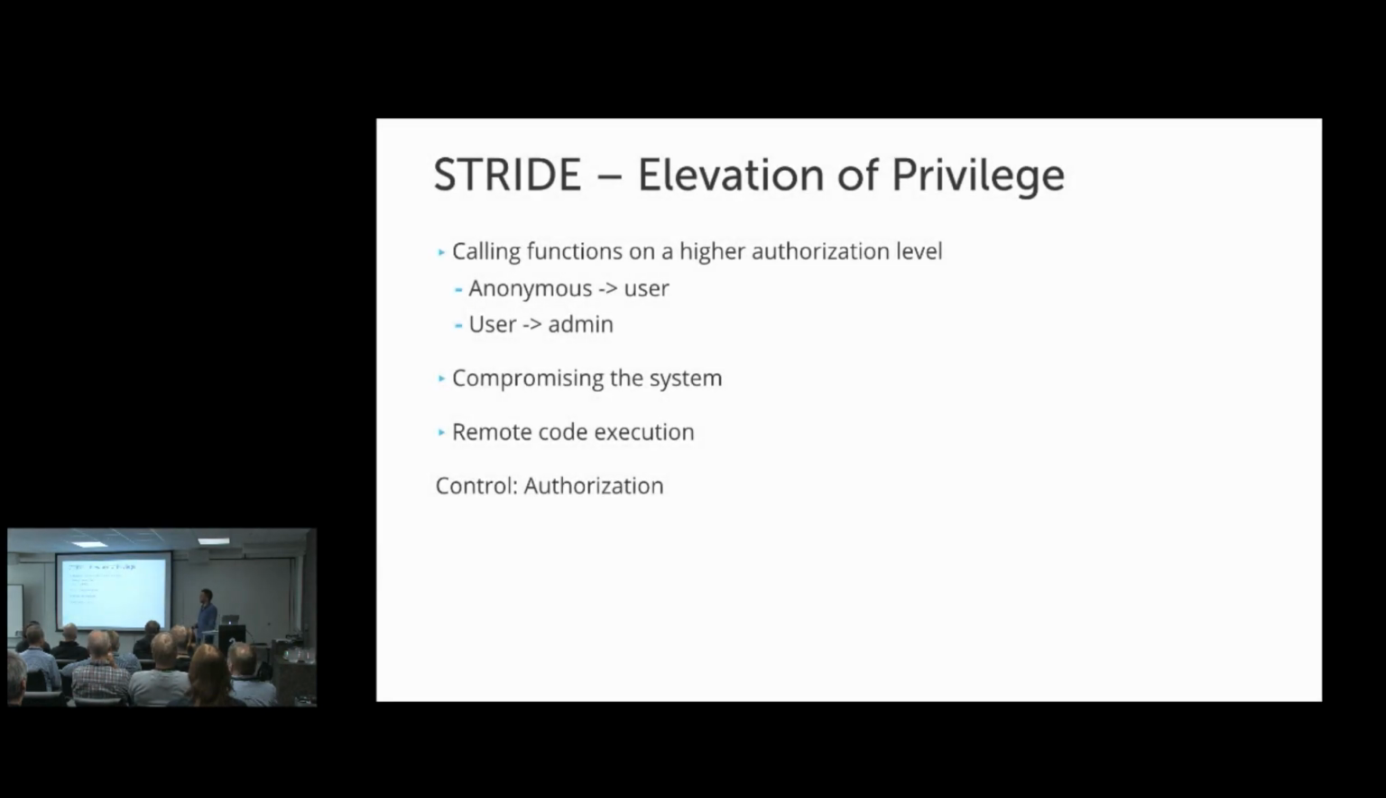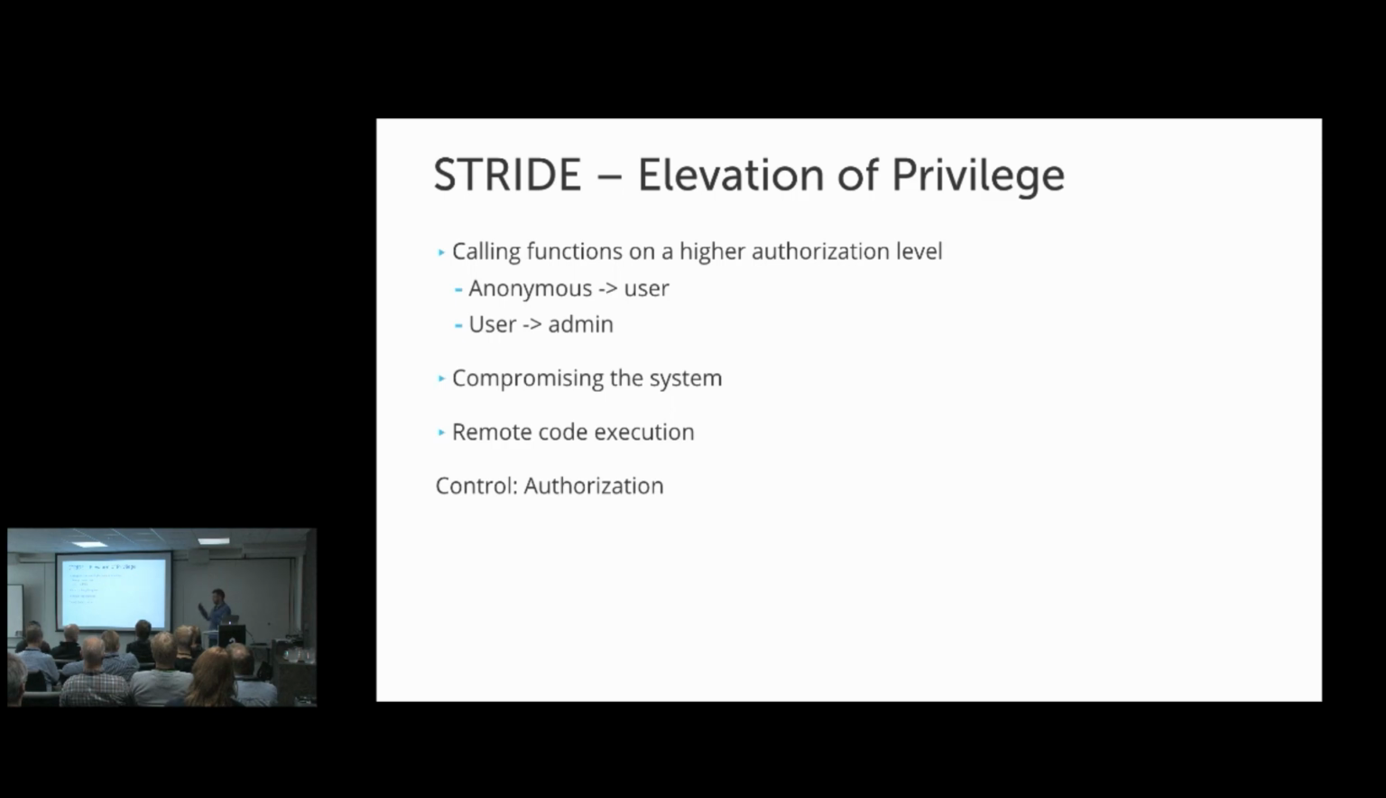And now the last one is elevation of privilege. Elevation of privilege means calling functions on a higher authorization level than you're supposed to. It could mean that an anonymous user is allowed to call functions that are only supposed to be available if you're logged in, or maybe you're logged in, but you can call admin functionality that you're not supposed to be able to call. It could also be remote code execution, because then maybe you're sitting anonymously out on the internet and you can send a piece of code in and have it run on the server. So it's running on a different authorization level than it's supposed to. In this case, we want to have proper authorization controls.